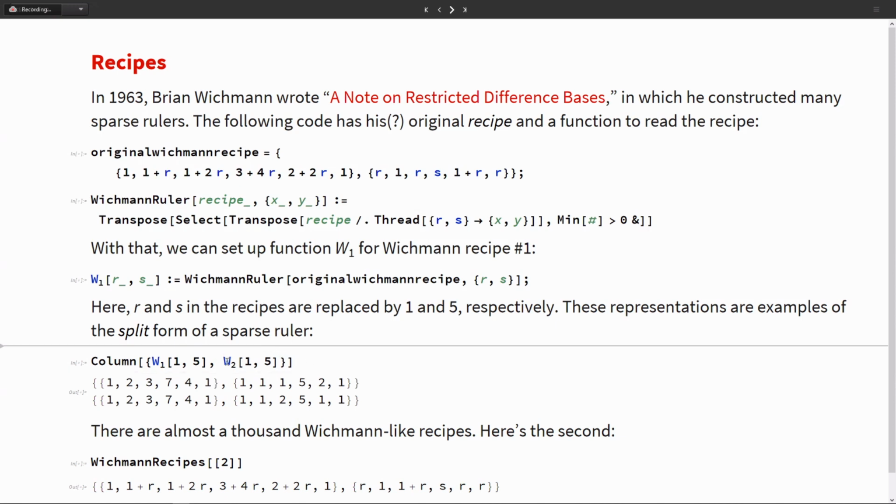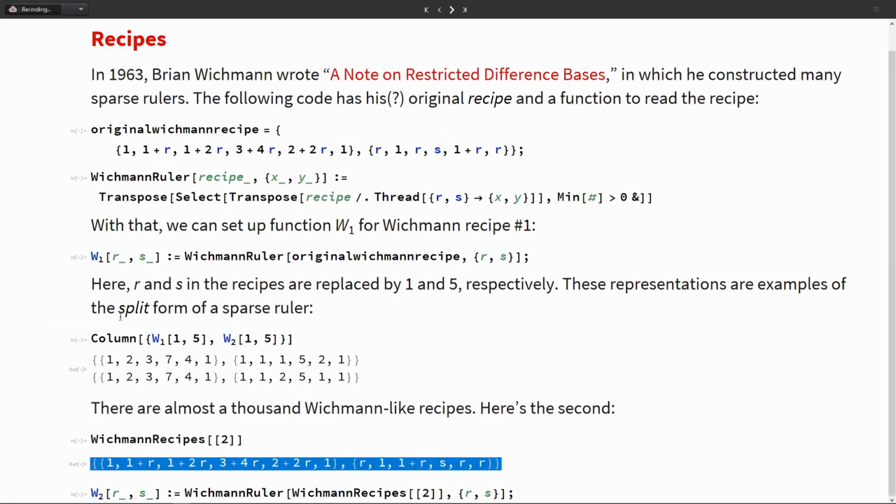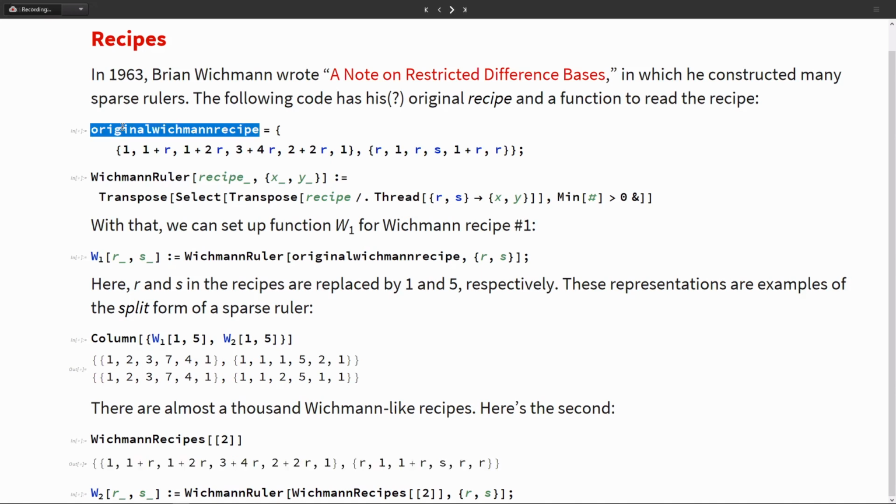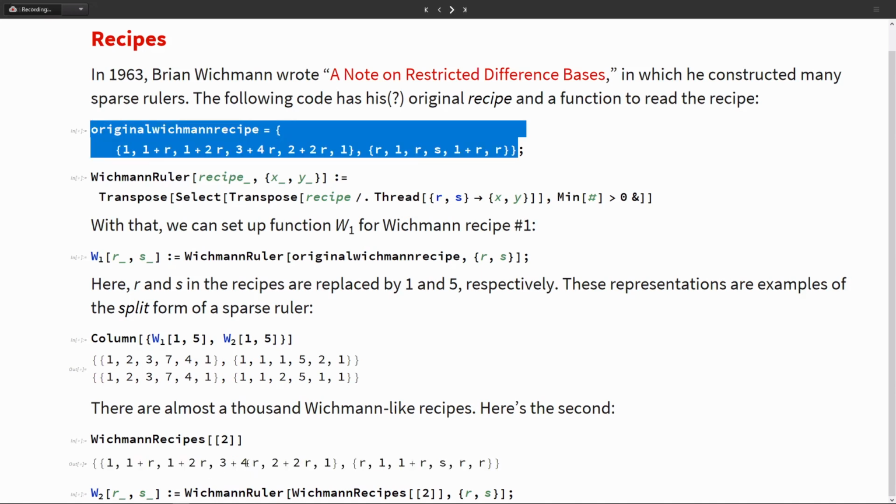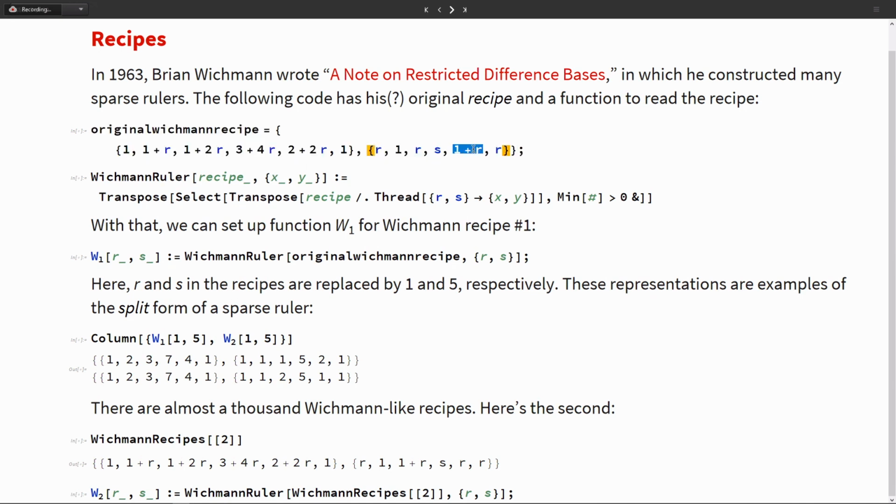A related recipe, what I call W2, is here. It's very similar to Wichmann recipe number 1 up here. Here it's 1 plus R, here it's just R. And that 1 plus R moves over here. So basically we're moving 1 mark for the second Wichmann recipe. And it turns out that causes the length of the ruler to be 1 less. So we can set up a whole bunch of these Wichmann recipes and see what they do.